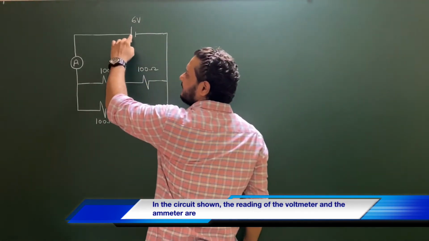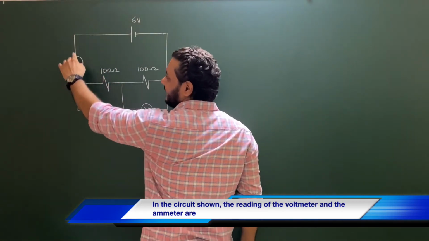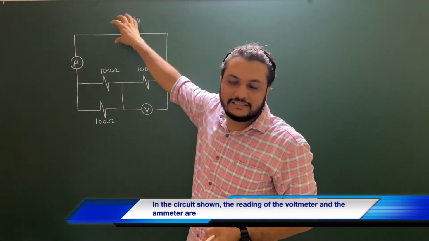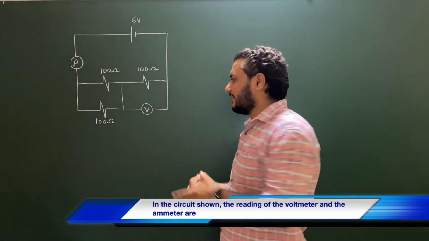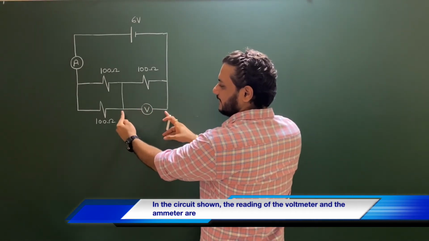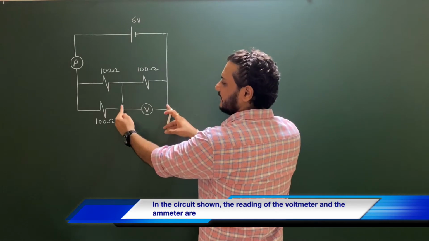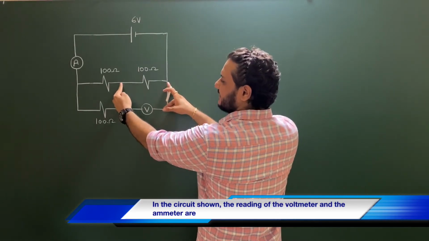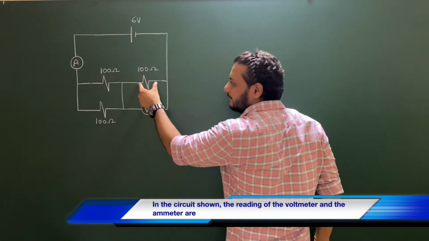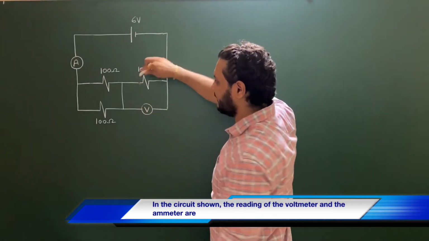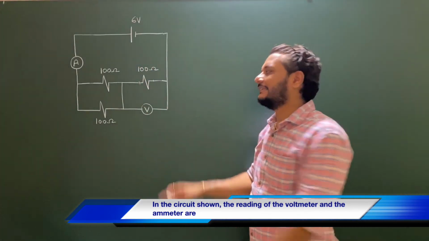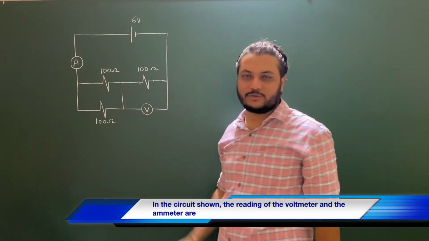The current sent by the battery will flow through this branch and it will pass through this ammeter. So ultimately, if we calculate the current sent by the battery, that will be the reading of the ammeter. In the same way, the voltmeter is connected between these 2 points. So if somehow we find the potential difference between these 2 points, that will be the reading of this voltmeter. So that is the idea behind this question.